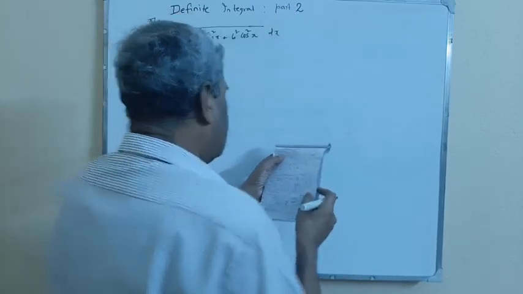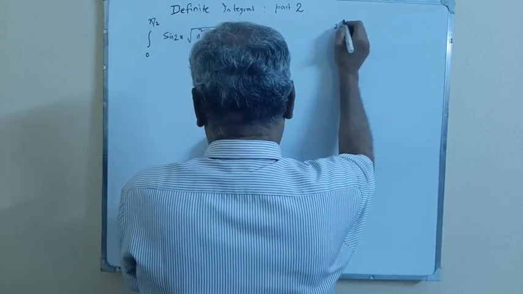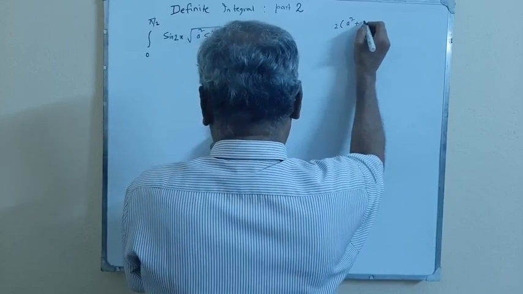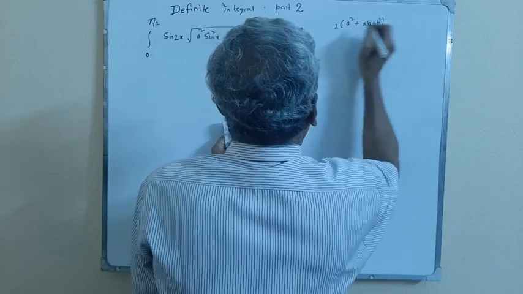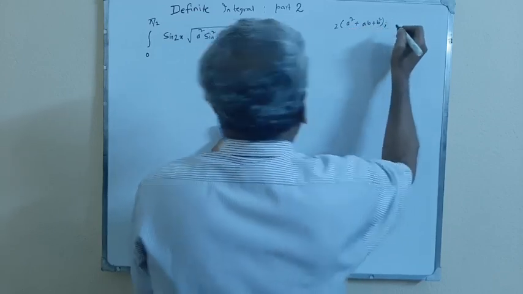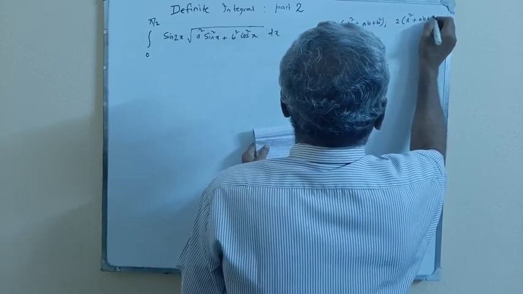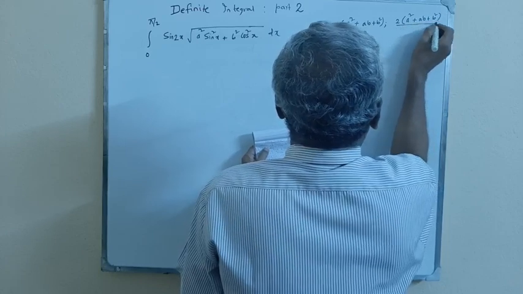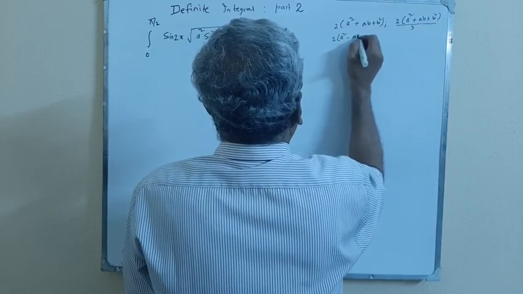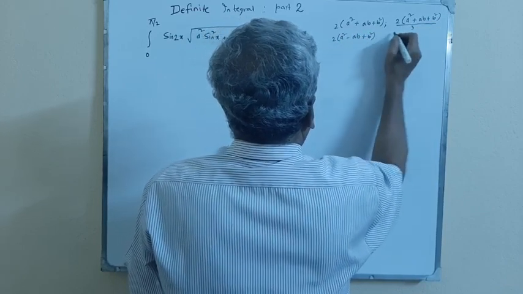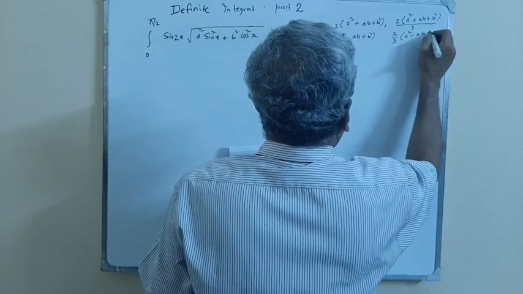The options are: first, 2 a square plus ab plus b square by 3; then 2 a square plus ab plus b square by 3; then 2 a square minus ab plus b square; and the fourth one is 2/3 a square minus ab plus b square.